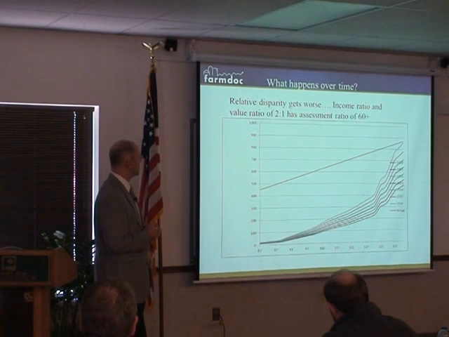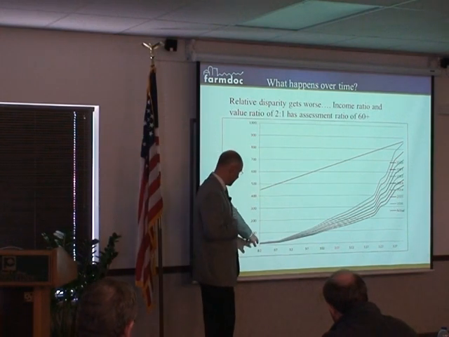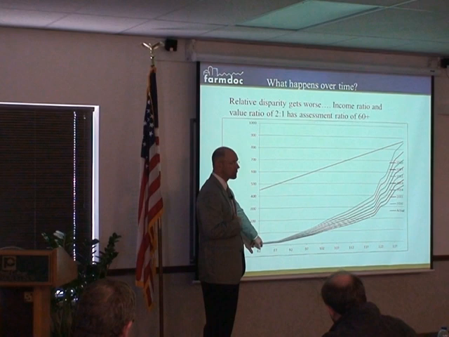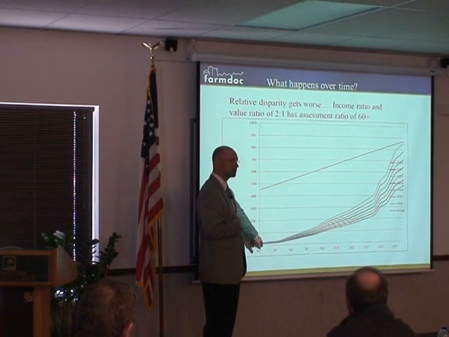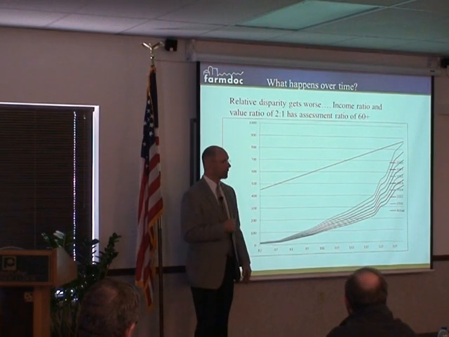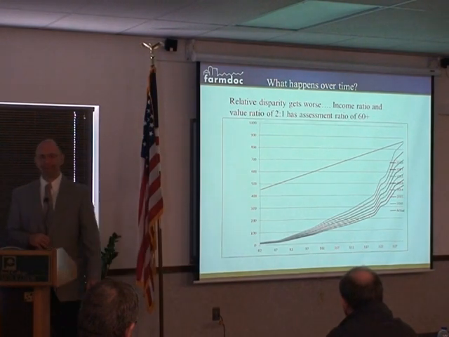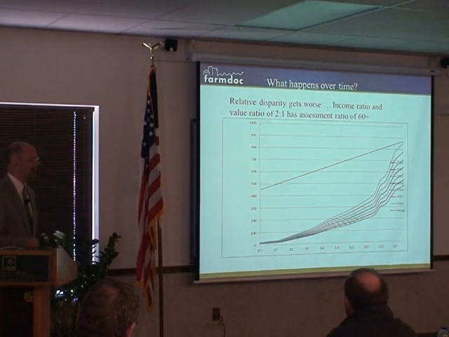The assessed values under the certified limited process can get to ratios of 60 to 1. It's close enough for government work. Wait, are we on tape? Sorry about that.